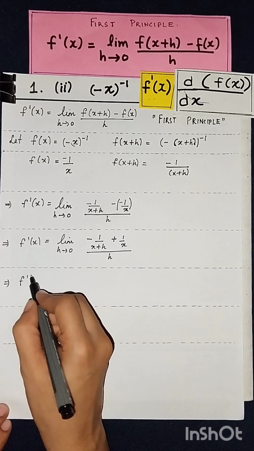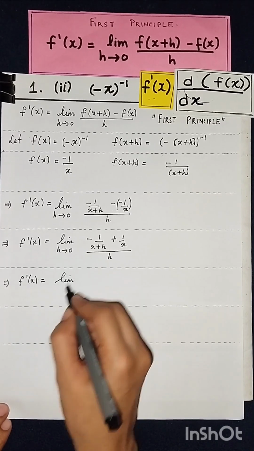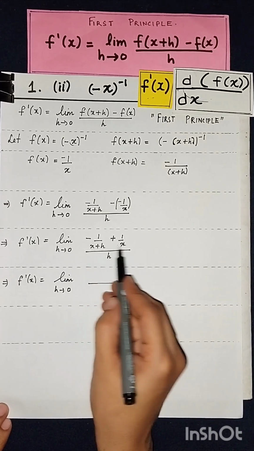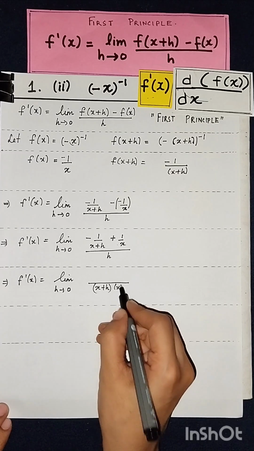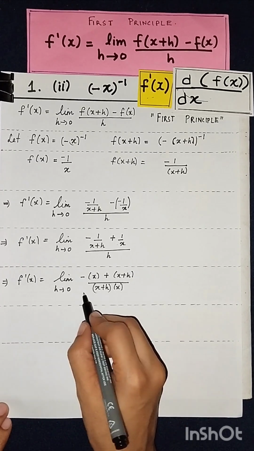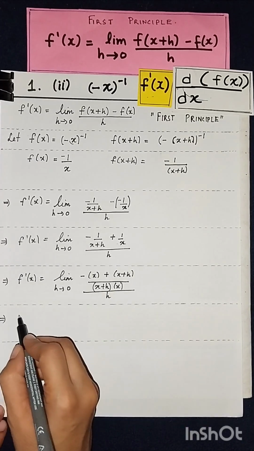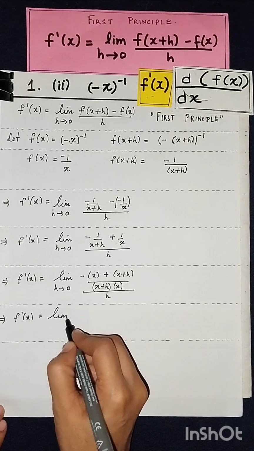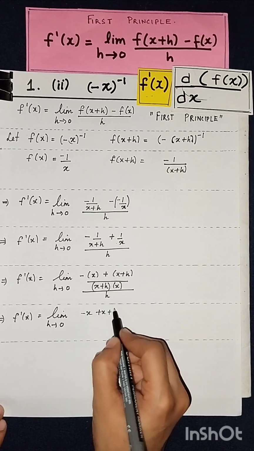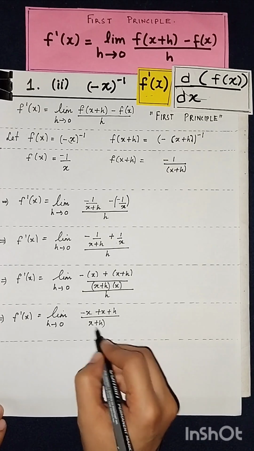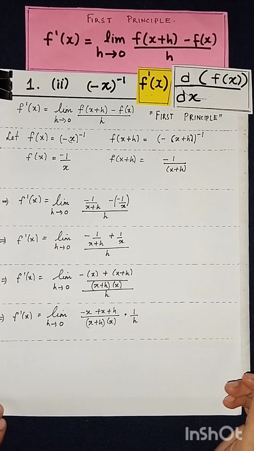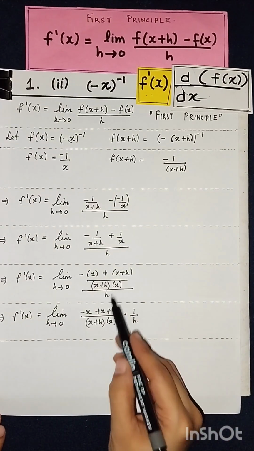Now this implies f dash of x is equal to limit h tends to 0, here we can take LCM. So what is the LCM here? Since there are two different things, we will write two different things, x, and here you will get minus x, and here you will get x plus h divided by h. Now this implies f dash of x is equal to limit h tends to 0 minus x plus h divided by x plus h into x, and we can bring this h here, 1 by h. How did we get 1 by h here?